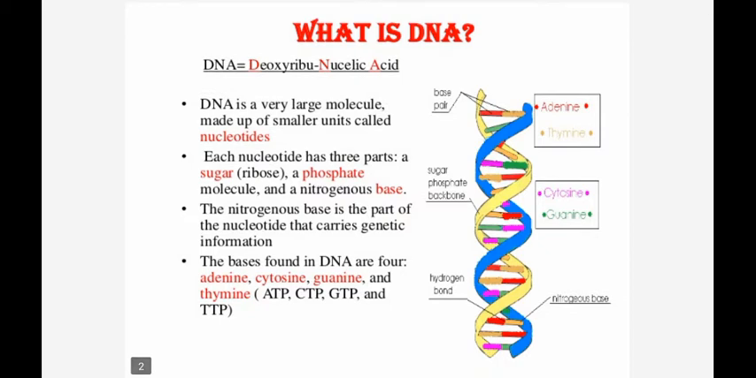Okay. First, we know what is DNA. We learn what is DNA. DNA full form is deoxyribonucleic acid. DNA is a very large molecule made up of smaller units called nucleotides. Each nucleotide has three parts: a sugar, phosphate, and nitrogen base.